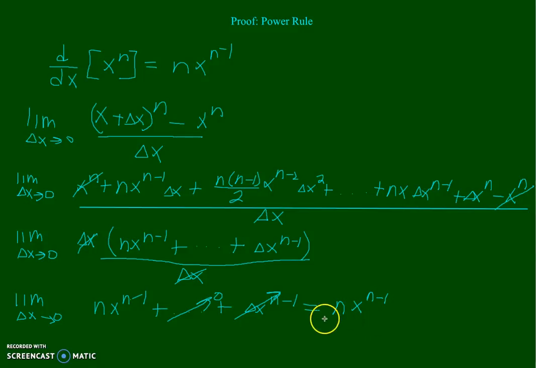And there you have it. The derivative with respect to x of x to the n equals n x to the n minus 1.